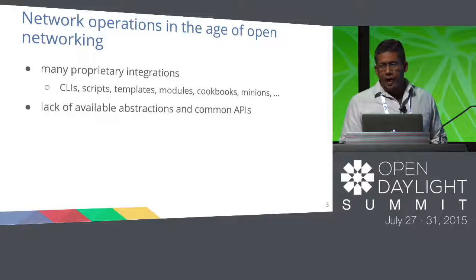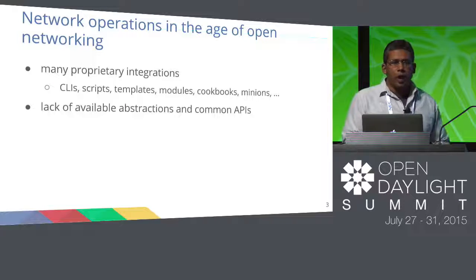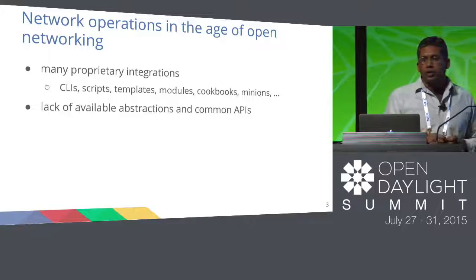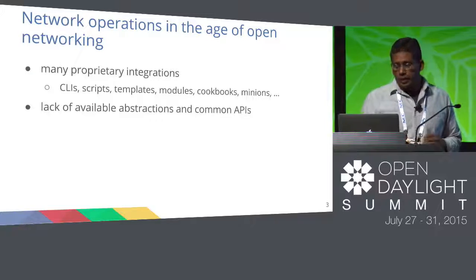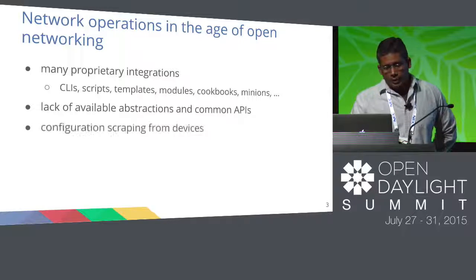The second, of course, is lack of real abstraction for managing the network. We're still managing the network by twiddling very low-level knobs in the network, and the skills required to understand those knobs are significant and specialized. And we also don't have any real common APIs to actually manage the network.